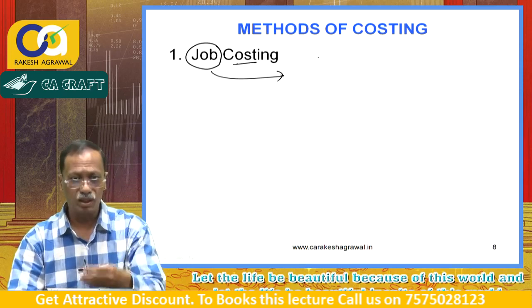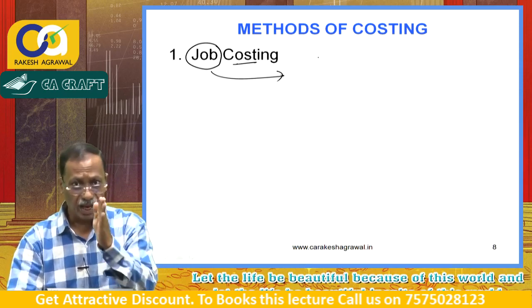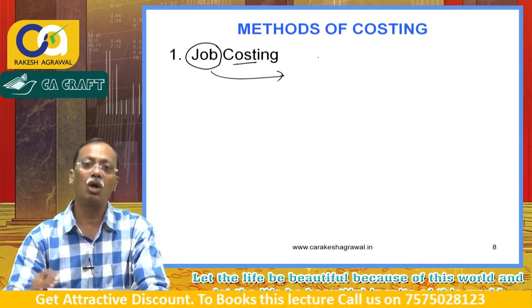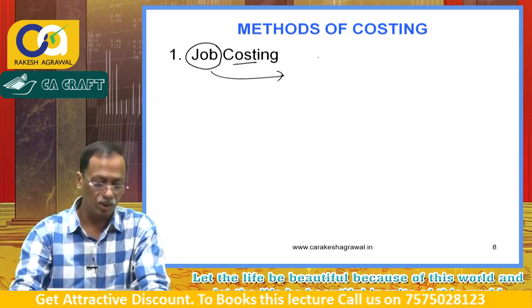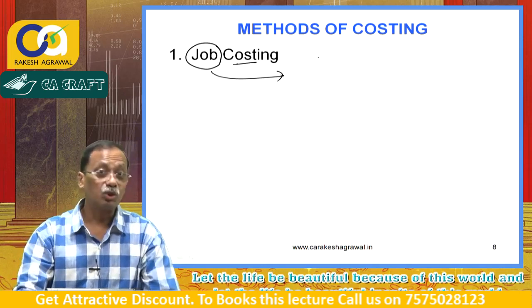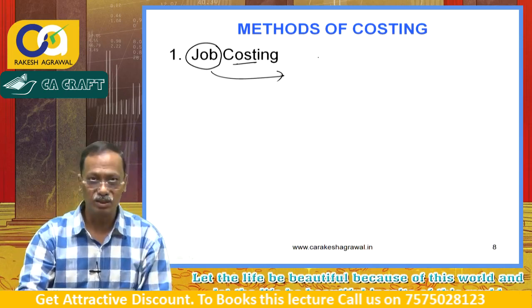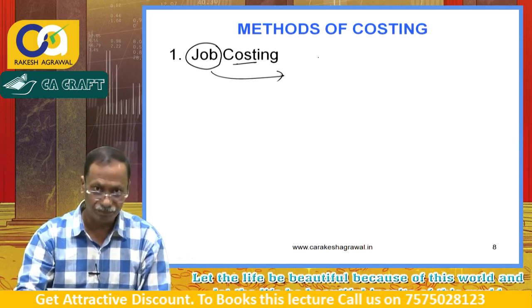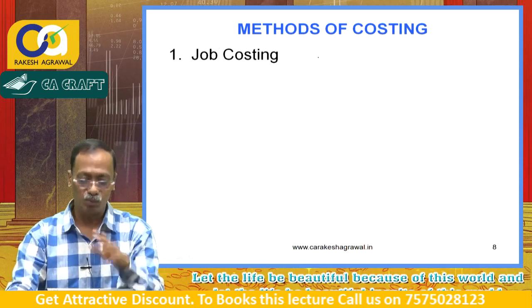Customer gives you the order, he will give you the specification, and as per his specification and order you will produce and deliver the goods to the customer. And each customer's order will be different. So each such order received from customer is called job, and you have to ascertain the cost job wise.